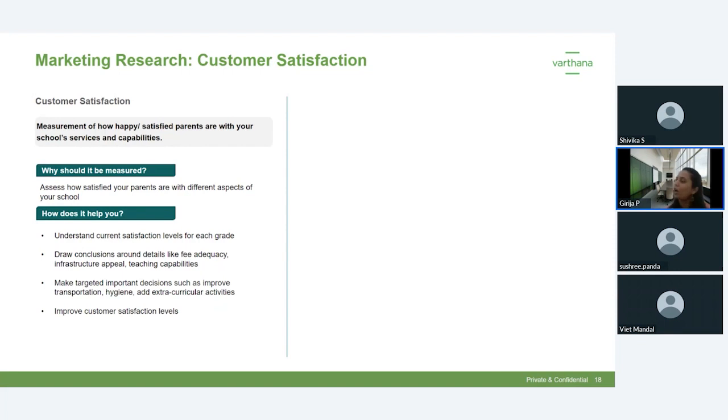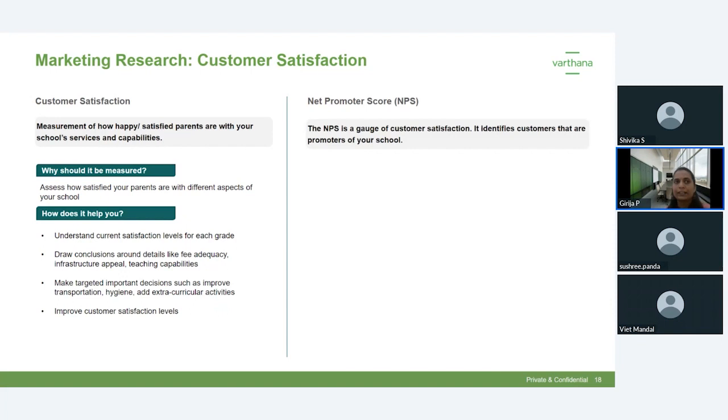So how can we measure this customer satisfaction? Schools can use the Net Promoter Score to measure customer satisfaction. Through this NPS, you're measuring customers' loyalty and their satisfaction with your school by asking them different questions. It will also help you identify who are the promoters of your school and who are the most loyal parents you have for your school.